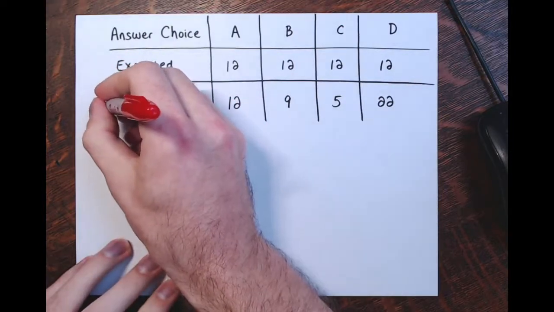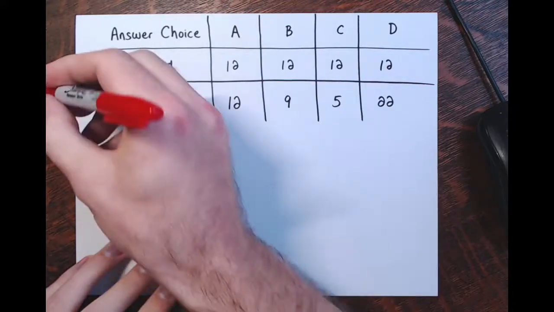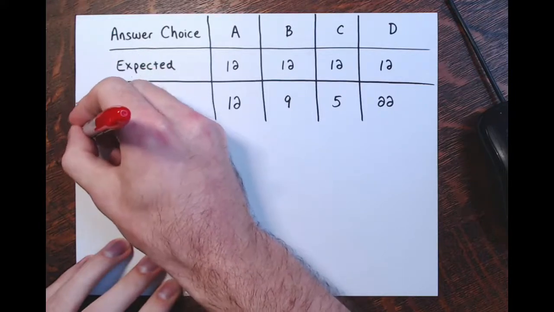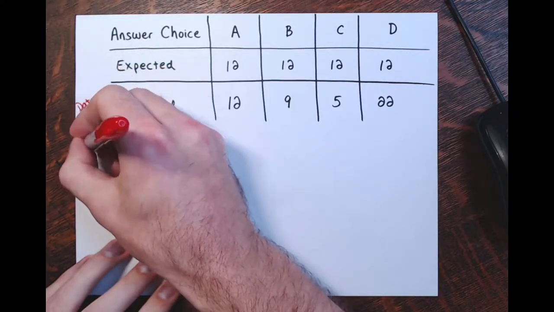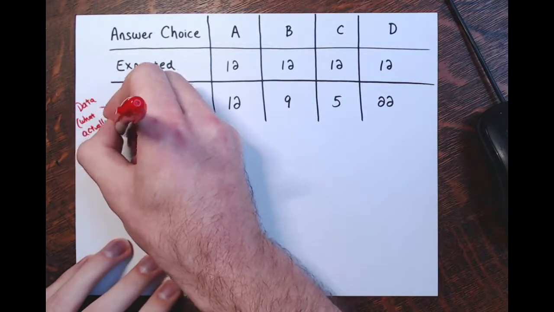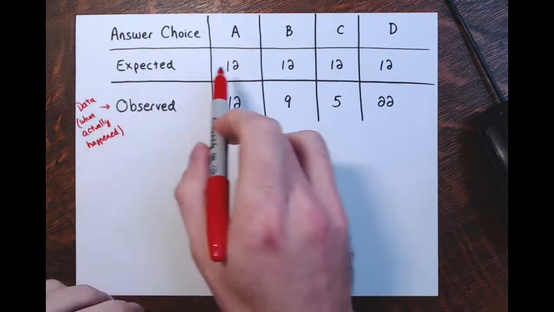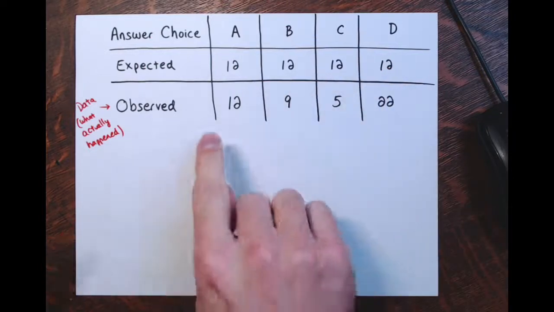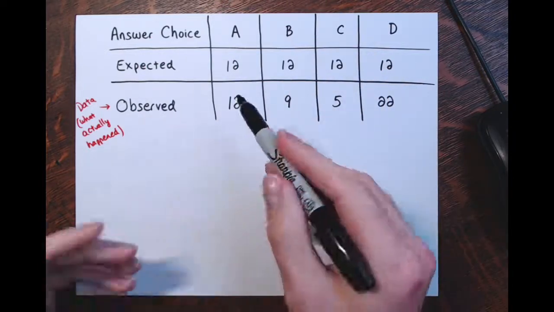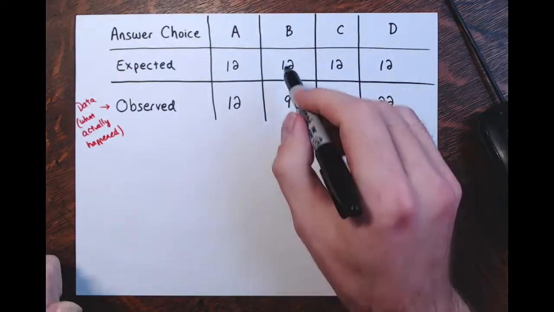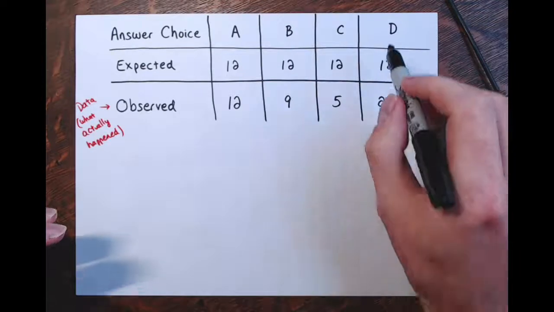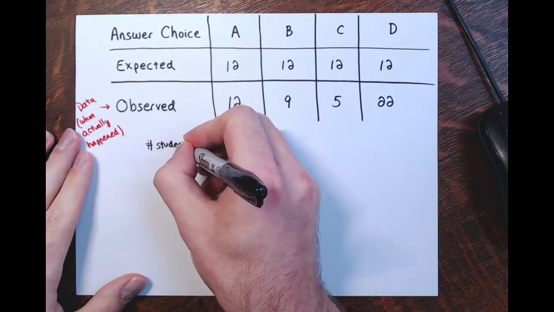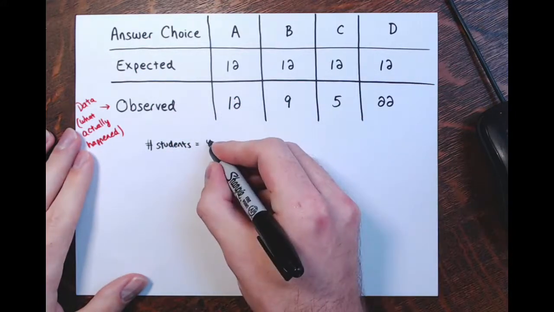Now the observed data is what actually happened. When you look at the observed counts, 12 of her students answered A for that question, 9 answered B, 5 answered C, and 22 answered D. The total number of students that answered this question is 48.